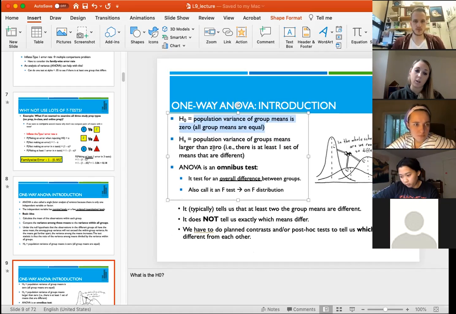Whenever you have more than two groups that you're comparing, the alternative for an ANOVA is that there is at least one difference. Not that they're all different, just that there's at least one. And so ANOVA is what we call an omnibus test. So it tests for an overall difference among groups. It doesn't test for the individual differences. It doesn't tell you which groups are different. We always have to do a follow-up test for this.